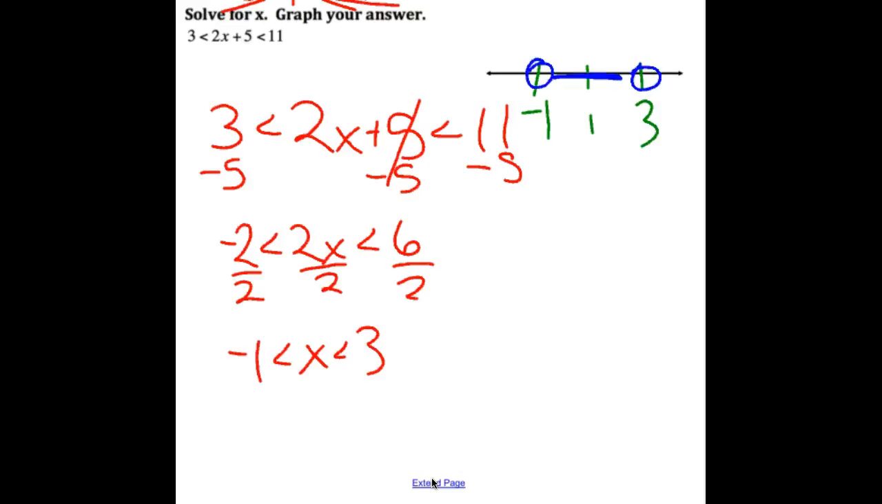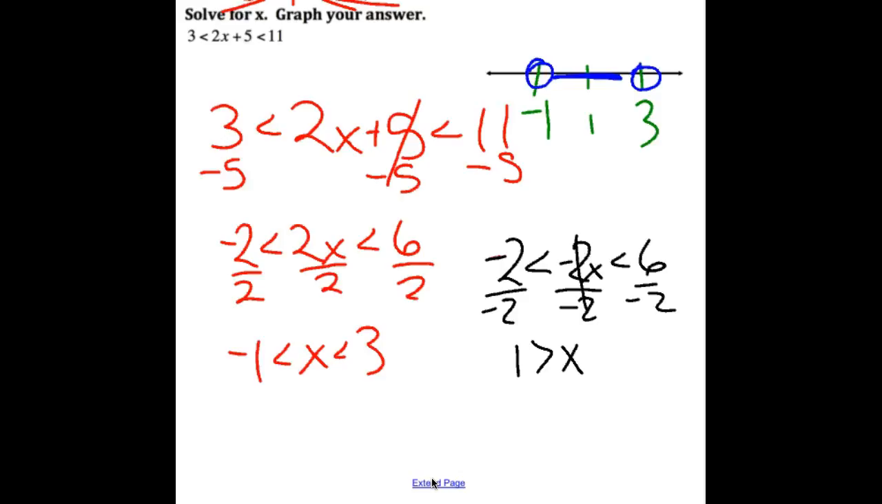Now sometimes you might end up with something like -2 is less than -2x, which is less than 6. When you divide by -2 at this step, don't forget you're dividing by a negative, so actually every single one of those signs is going to have to flip. But when you flip both of those signs, you actually want to flip the entire inequality the way you write it. So we always want to have less than, not greater than. So we're going to change that to say -3 is less than x, which is less than 1 when you come across that case.